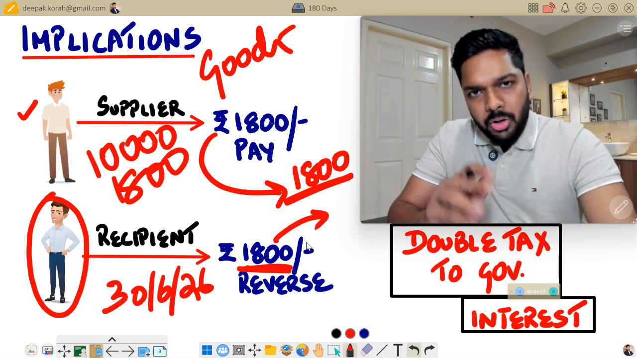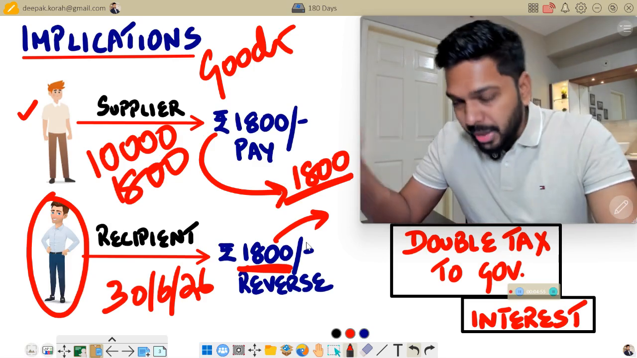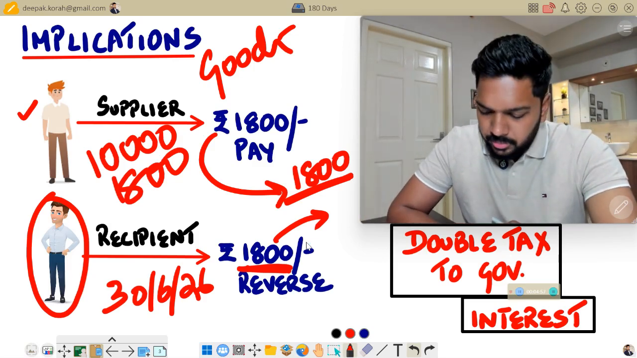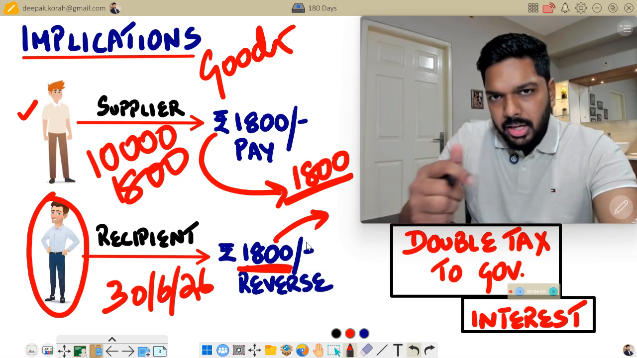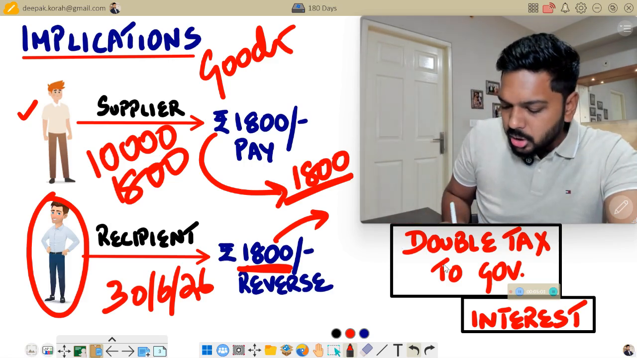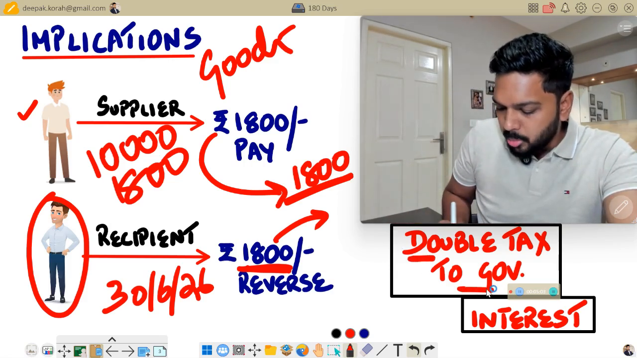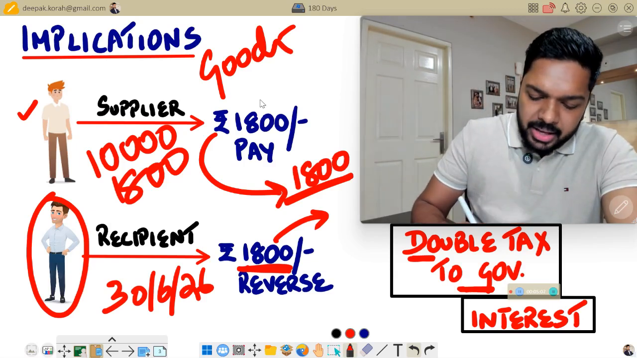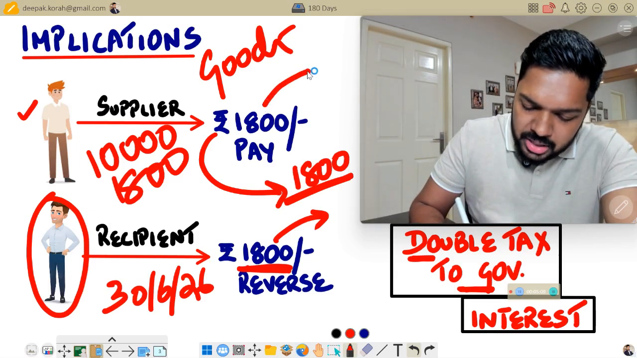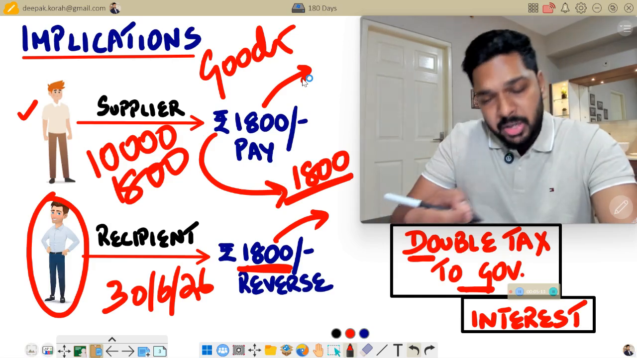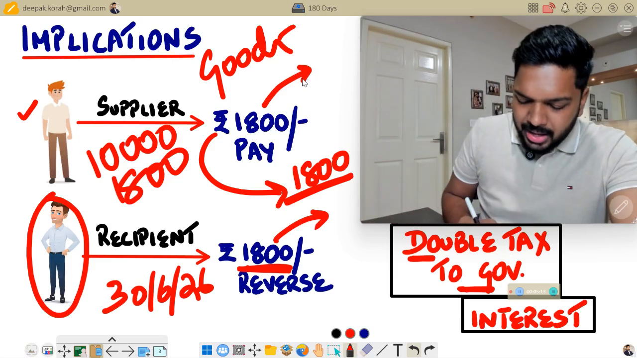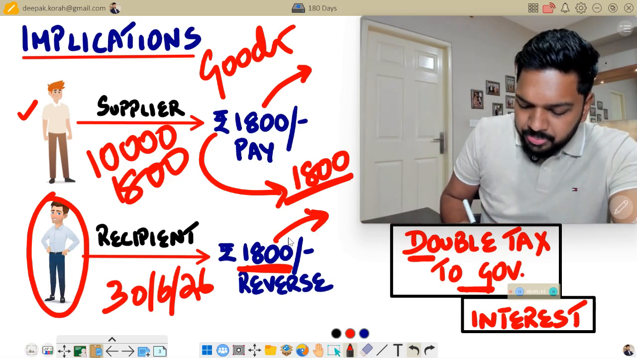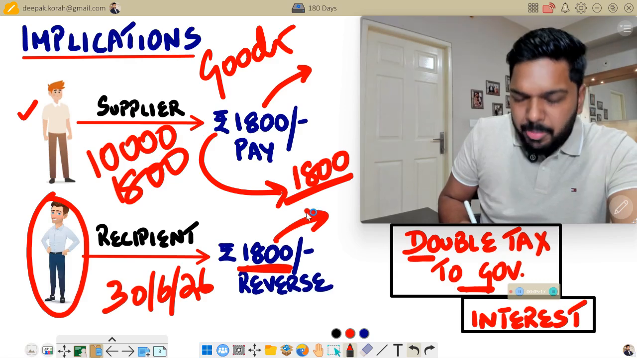He's got to do that on the expiry of 180 days and also pay interest on top of it. And this leads to a question of double taxes to the government, because in the first instance you have the supplier paying 1,800 rupees to the government even before, irrespective of the fact that he's got the payment from the recipient, and then you have a reversal issue here when the recipient does not make a payment within 180 days.